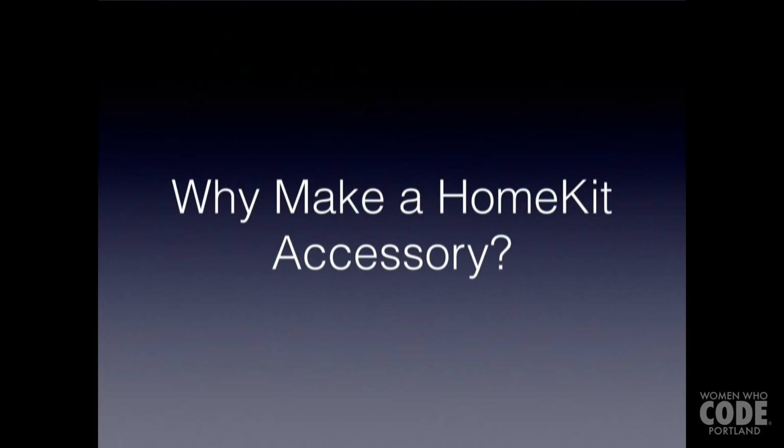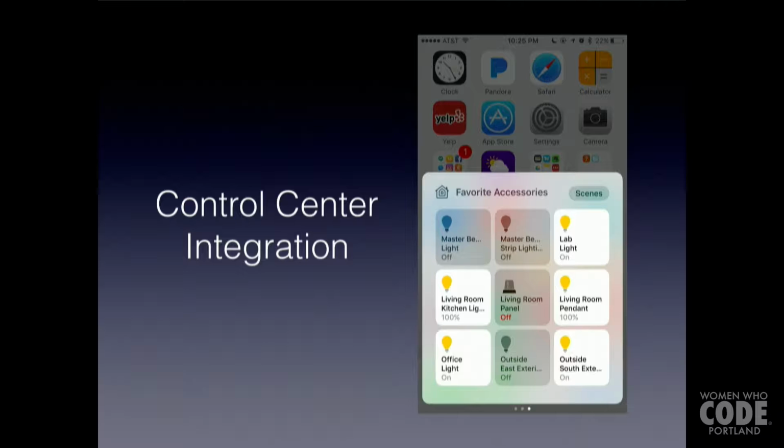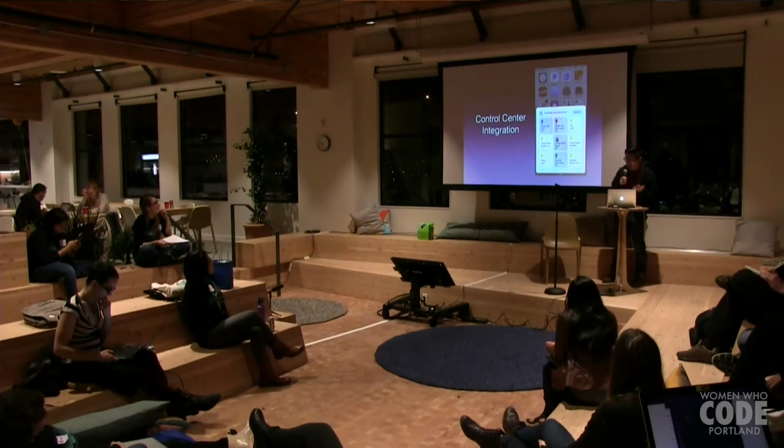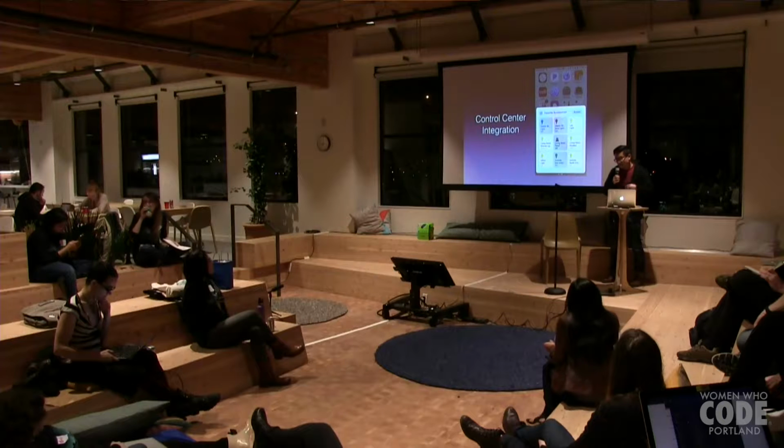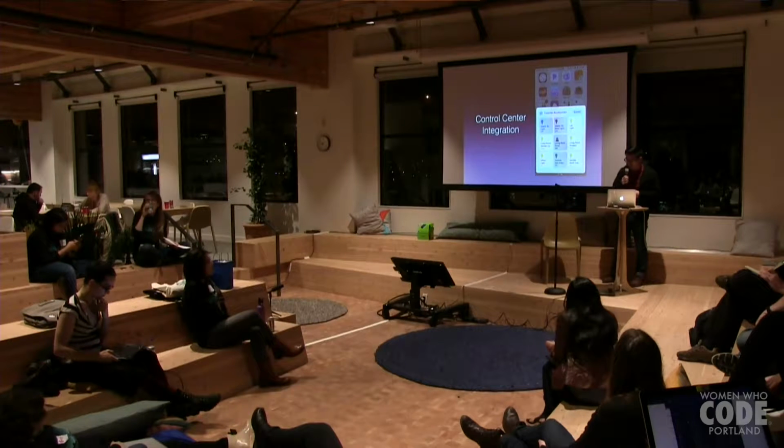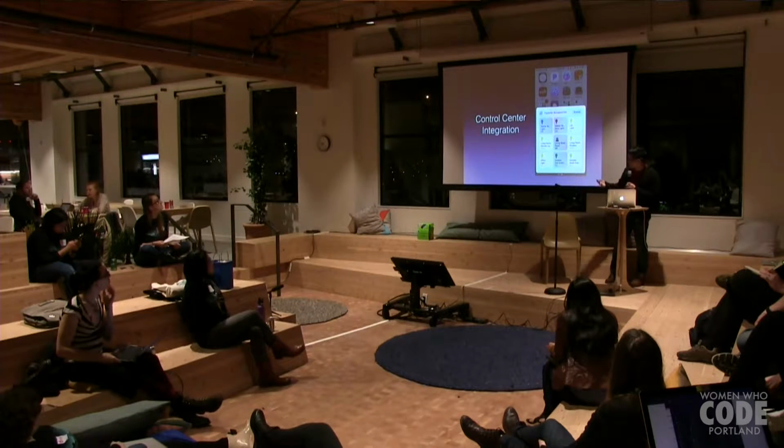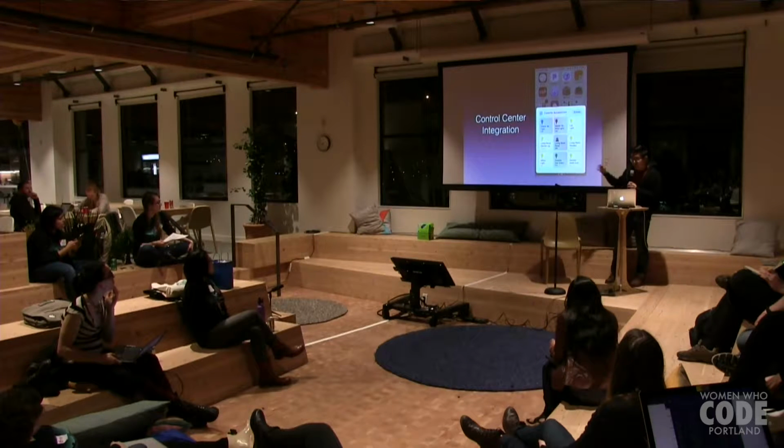So why would you make a HomeKit accessory? Why would you want to integrate with HomeKit? Well, you get a lot of benefits from doing that in the iOS ecosystem. One thing you get is integration with the iOS Control Center, which you can access anywhere in iOS just by swiping up from the bottom edge of the screen. And since I'm a home automation maniac, I have so many accessories. For my Control Center, I just put the most often used lights and also the alarm system in the house.